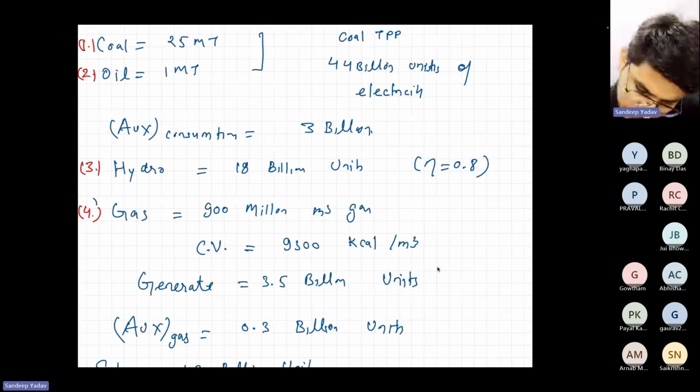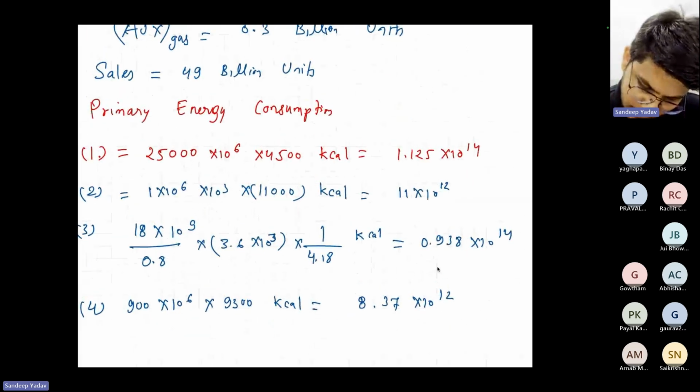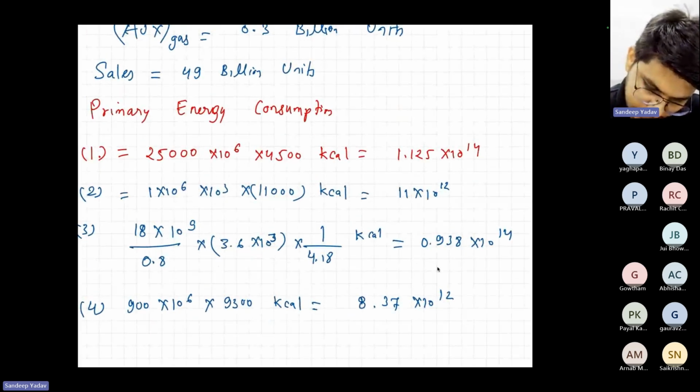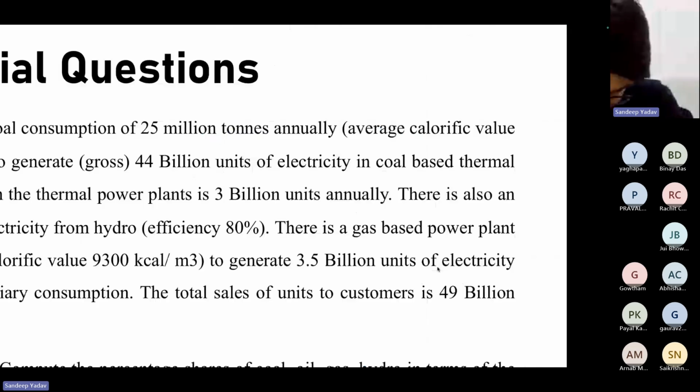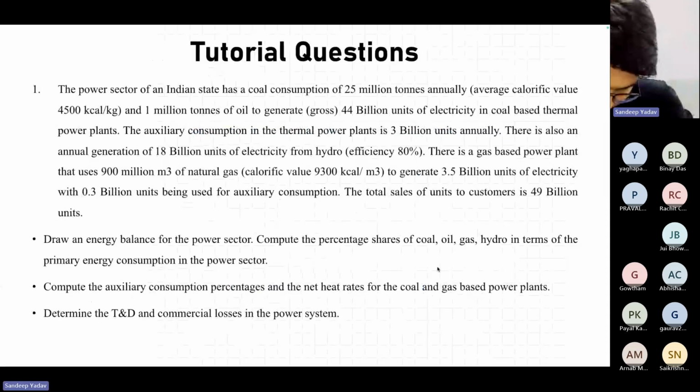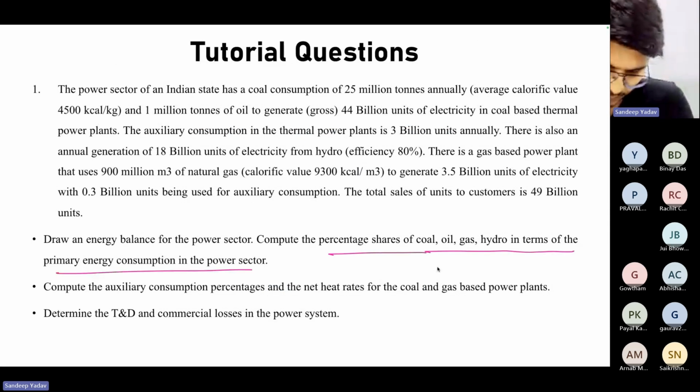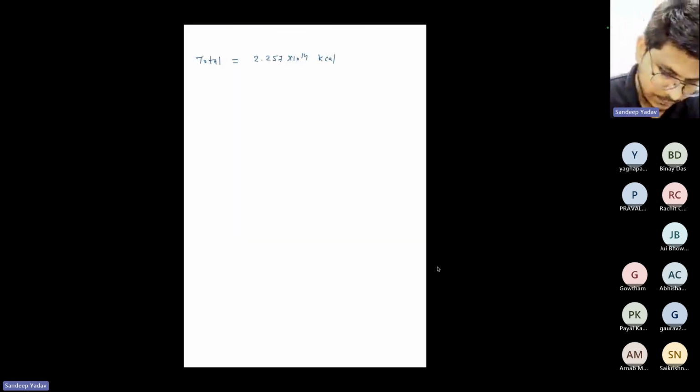These all units that I have calculated are kilocalorie only. We have already written here, as you can see. So the total would be 2.257 if you add all this. So first of all, what is the first thing being asked in the question? What is the share percentage of coal, oil, hydro and gas in terms of primary energy consumption? So what can we calculate from here?